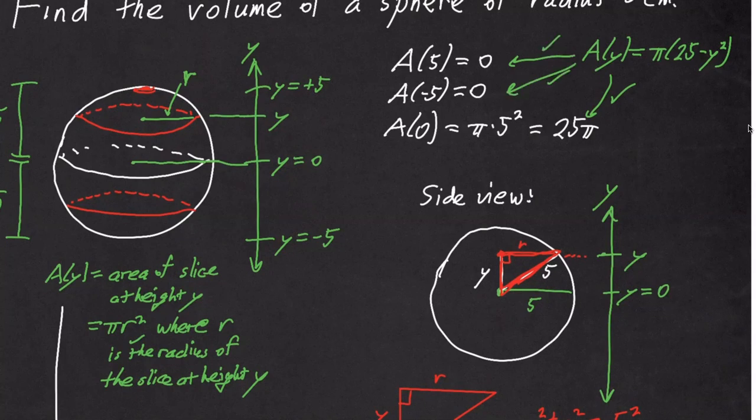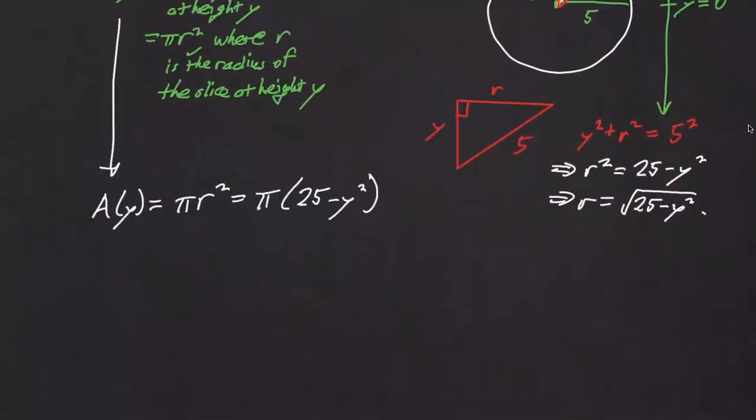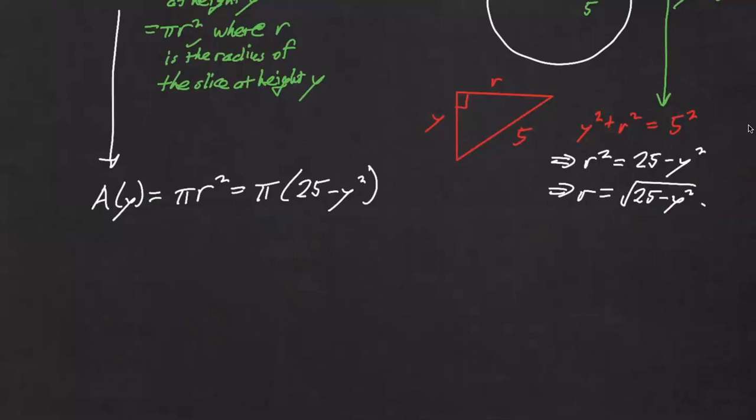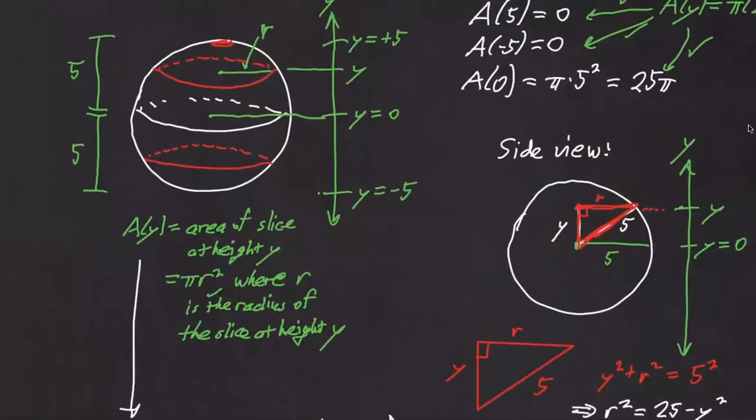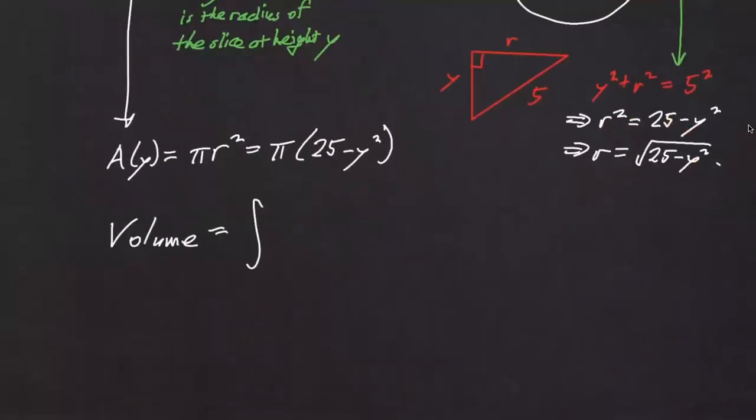Okay, so then the rest is, like we've said, to find the volume, we just want to integrate the area of the slice function. And where are we integrating it from? Well, the bottom of the sphere is at height -5, and the top of the sphere is at height 5. So there are slices all the way from y equals -5 to y equals 5. And so we integrate from -5 to 5, 25 minus y squared dy. And hey, that's pretty nice, right?